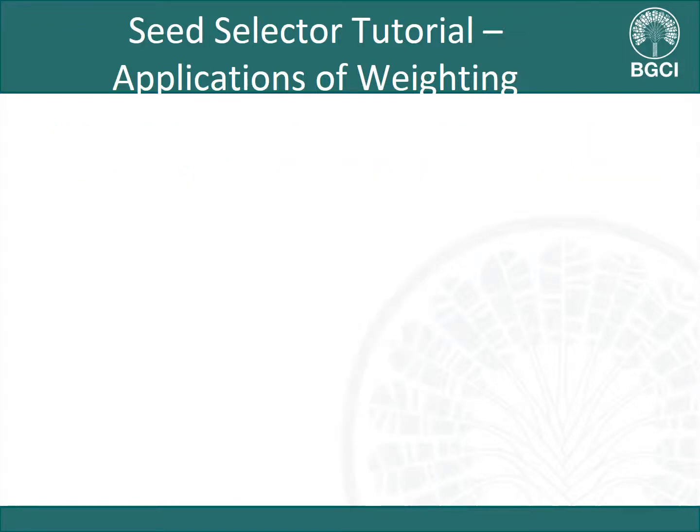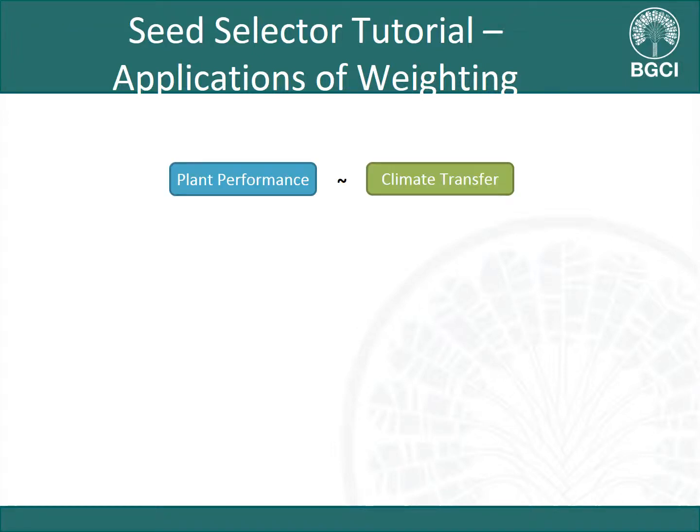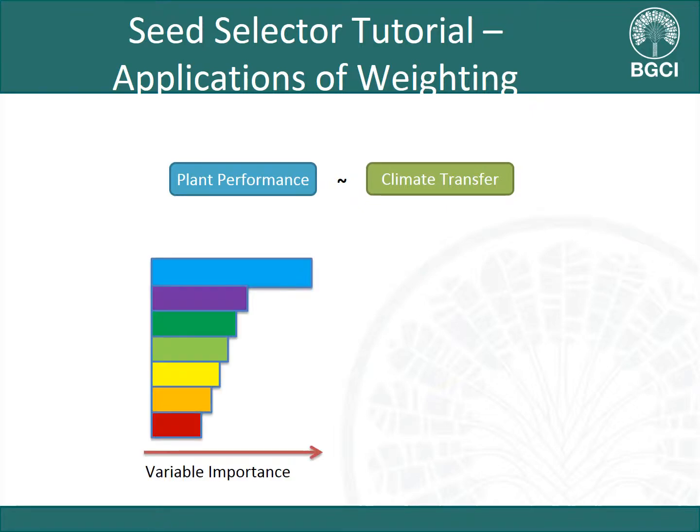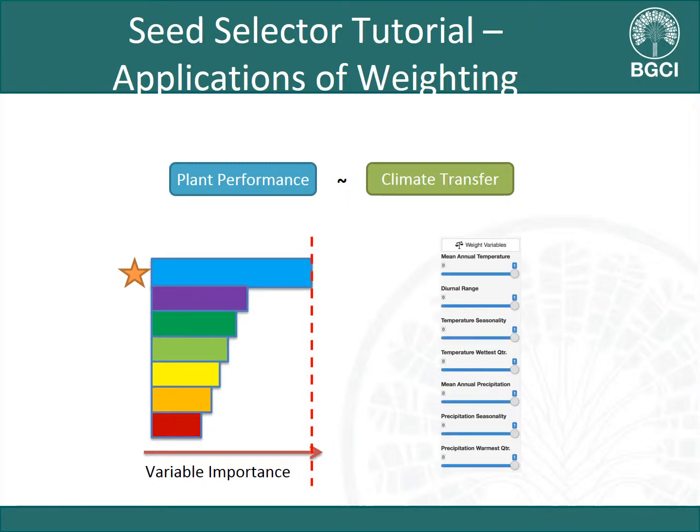If you possess empirical data such as this, you might first model plant performance as a function of climate transfer across the 7 seed selector variables, using an algorithm such as random forest, maxent, or boosted regression trees. The next step would be to extract the variable importance metrics from the model, and then identify the maximum importance value, and finally divide all importance values by the maximum. These relativized importance metrics could then be provided as input weightings to seed selector.